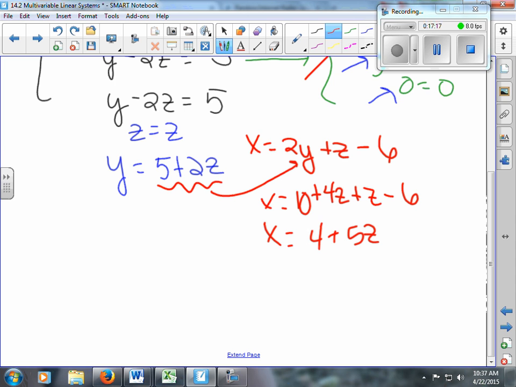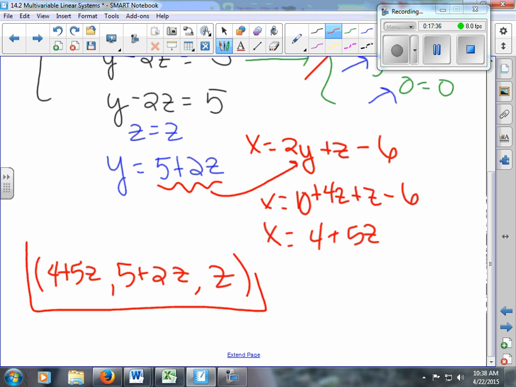And so what happens here is you have infinitely many solutions, and they're all of the form 4 plus 5z, comma, 5 plus 2z, comma, whatever z is. And this is a line, and it's all based on the z coordinate. And so this is your solution. This is how you have to solve this and come up with this solution.